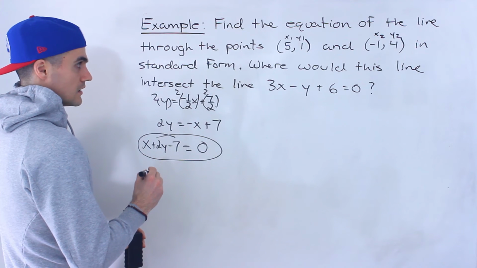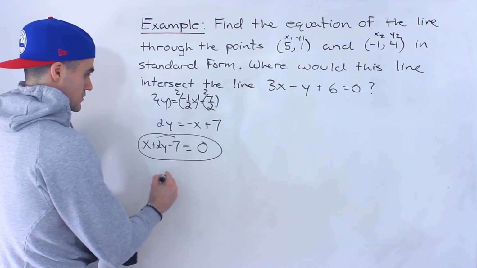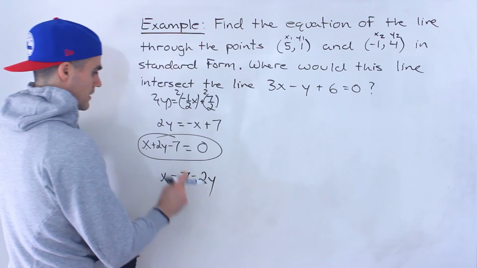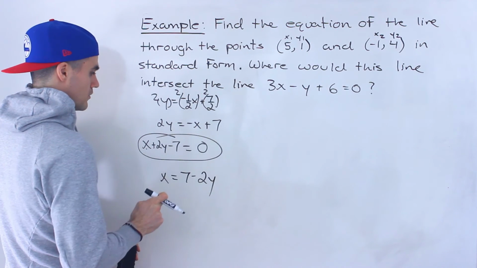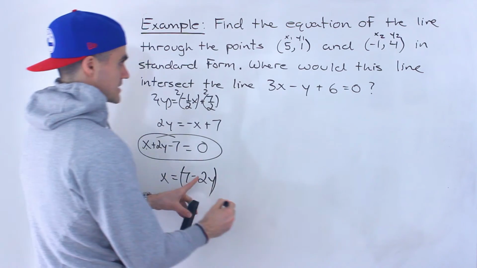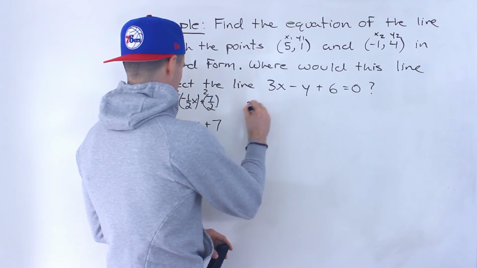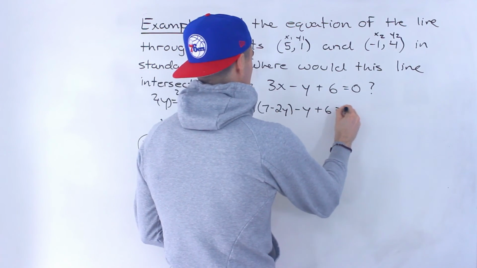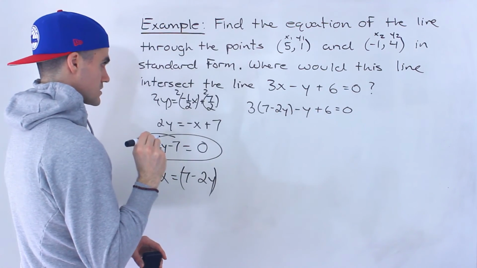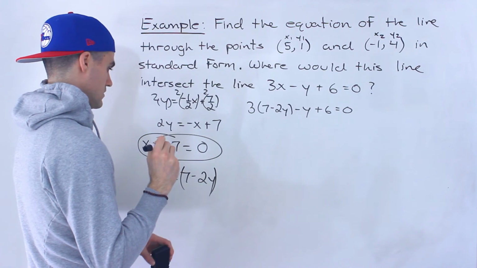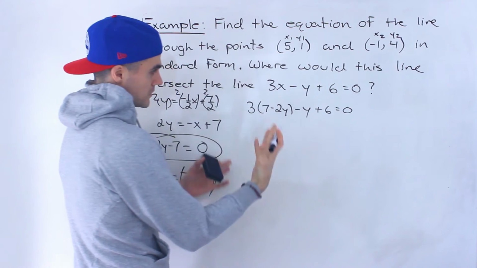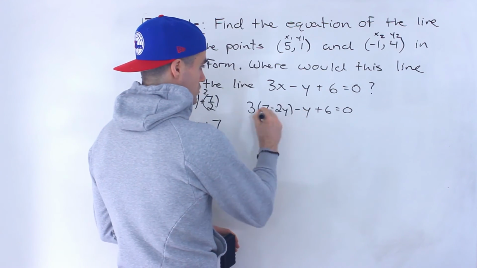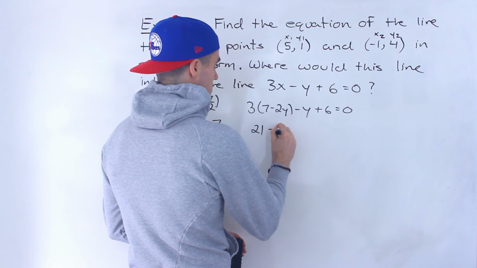To do that, let's do substitution. I'm going to isolate for this x over here. So that would be 7 minus 2y if I bring the 7 over, the 2y over. And I'm going to plug in this expression for this x value. So I'll have 3 times (7 minus 2y) minus y plus 6 equals 0. Just let me make sure everything's all good here. Seems fine to me. So from here, notice now we have an equation in terms of one variable, the y. So we could solve.